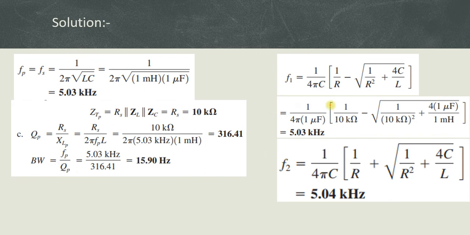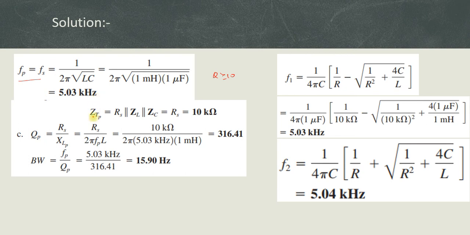I have already said that the quality factor Q is greater than or equal to 10, so my parallel resonance frequency, which is equal to the series resonance frequency, has the formula 1 divided by 2 pi square root of L into C. The value of L is 1 millihenry and C is 1 microfarad. If you simplify this, the parallel resonance frequency is 5.03 kilohertz.